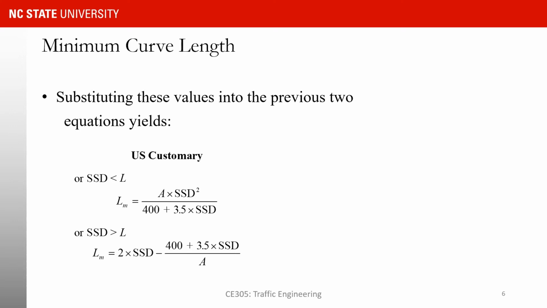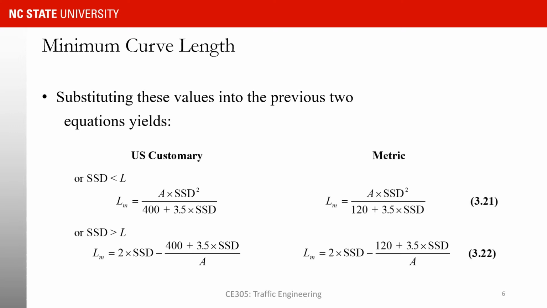L sub m would be equal to A times stopping sight distance squared over 400 plus 3.5 times stopping sight distance. This is for when stopping sight distance is less than L. For the other condition, or stopping sight distance greater than L, we have 2 times stopping sight distance minus (400 plus 3.5 SSD) over A. I have these equations in metric form just for your records, but we don't need to have them on our exams or on our homework or anything like that.